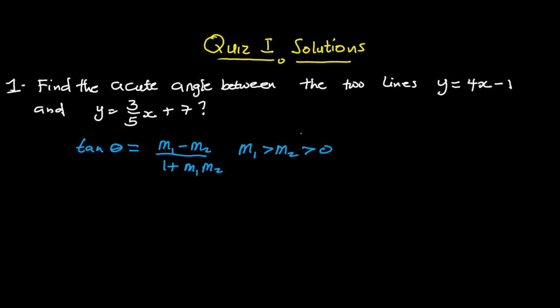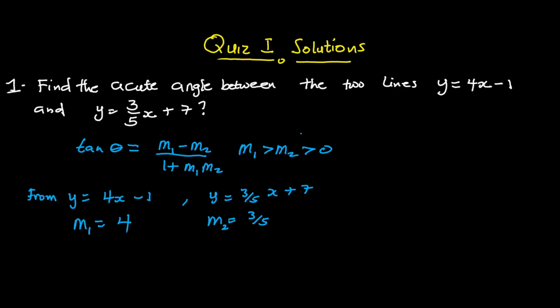So from the two equations, we can get our gradients where m1 and m2 are gradients. From y equals 4x minus 1, m will be equal to 4, and then from y equal to 3 over 5x plus 7, m will be equal to 3 on 5. Now we said m1 should be greater than m2. Comparing the two of them, which one should be our m1? 4 is greater than 3 over 5. So this one becomes our m1 and this one becomes our m2.